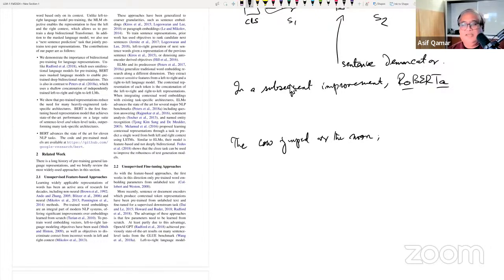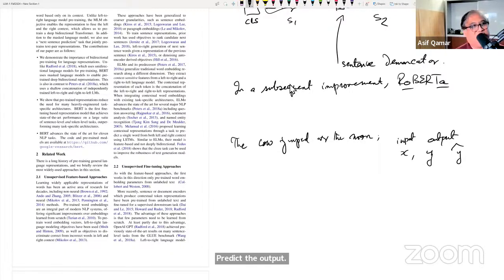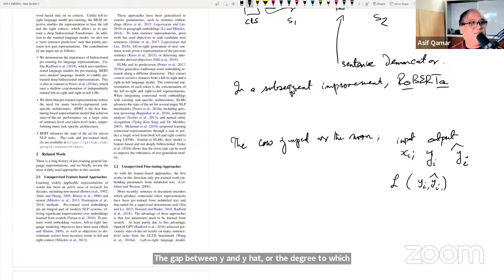It's a sentence. Now, to train a model, inherently, what do you need? You need an X and a Y, input, output. Right? And you make a model predict the output in some form, right? This is your typical supervised learning, isn't it? You give it an input, you know the output, you look at the output the model produced, and your loss function is derived from Y, the gap between yi and y hat, or the degree to which y hat is not yi, isn't it?